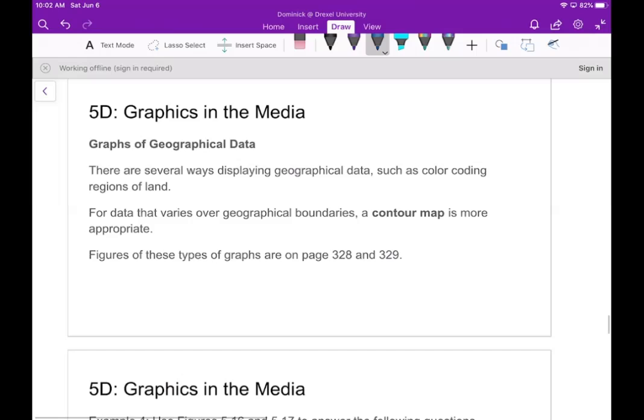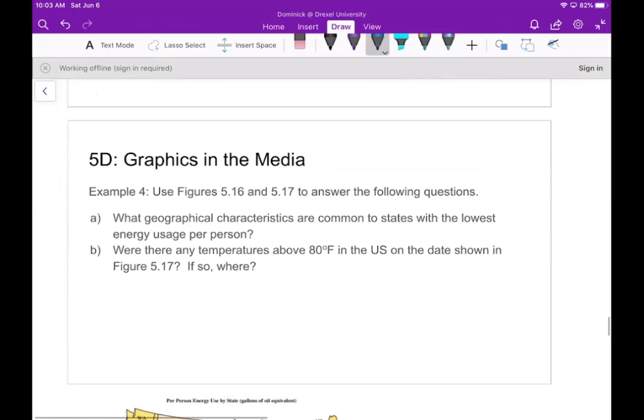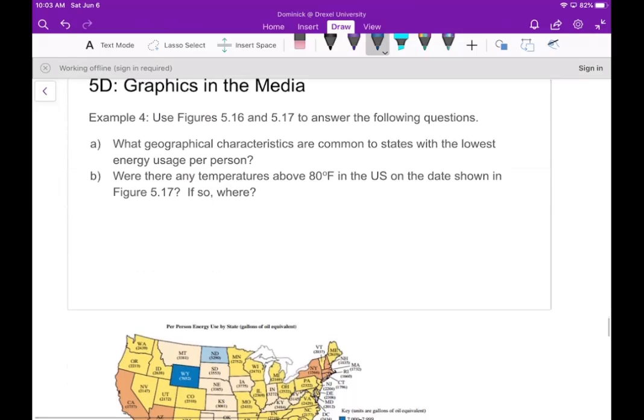Okay. Now, next we'll talk about how we can look at graphs of geographical data. There are several ways that we can display geographical data, and one example is color coding regions of land. Now, if you have data that changes over geographical boundaries, another thing that we can use is what's called a contour map, right? So we're going to look at an example of this. So we're going to use these 2 figures to answer the following questions.